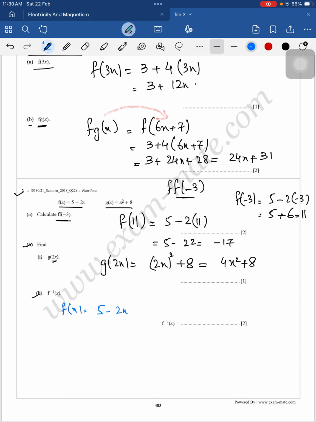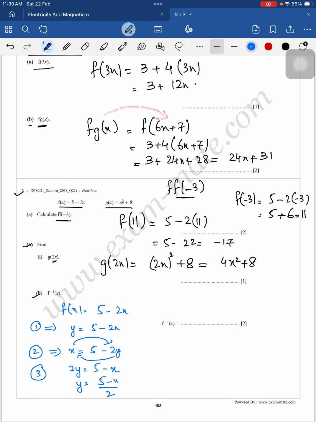5 - 2x. Step 1, in place of f(x), put y. So y = 5 - 2x. Second step is invert the variables. I mean to say that in place of y put x, in place of x put y. So x = 5 - 2y. Third step is make y the subject. So -2y will come over here: 2y = 5 - x. x goes over there, 2y comes over here. Now y = (5 - x)/2. So now I have got it, y = (5 - x)/2. This is f inverse of x. So the answer is f inverse of x = (5 - x)/2. Clear? Okay.